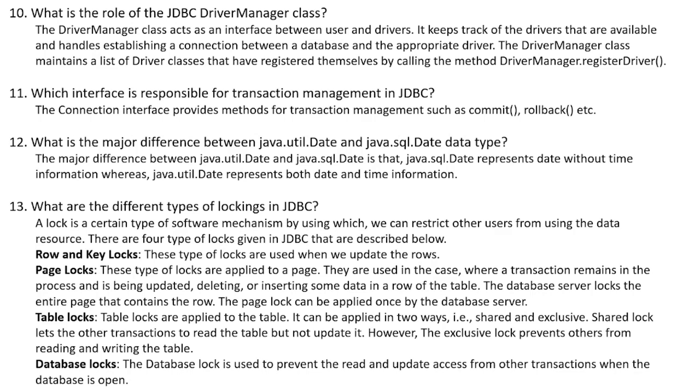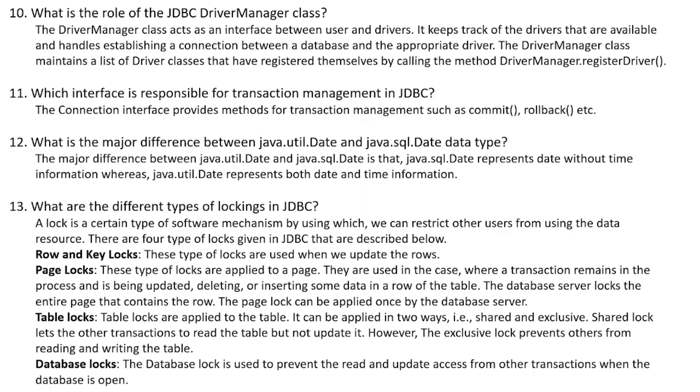Answer. The Connection interface provides methods for transaction management such as commit, rollback, etc. Question 12. What is the major difference between java.util.Date and java.sql.Date data type? Answer. The major difference between java.util.Date and java.sql.Date is that java.sql.Date represents date without time information, whereas java.util.Date represents both date and time information.